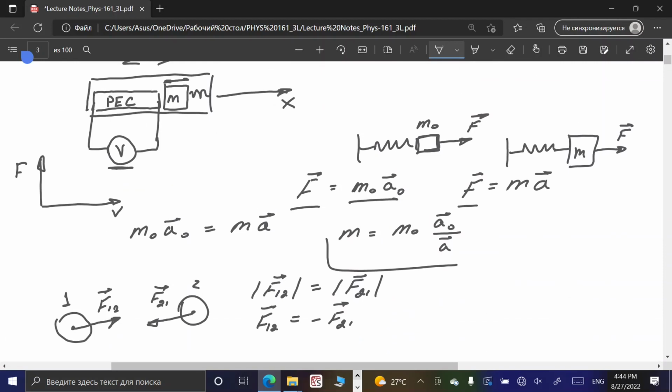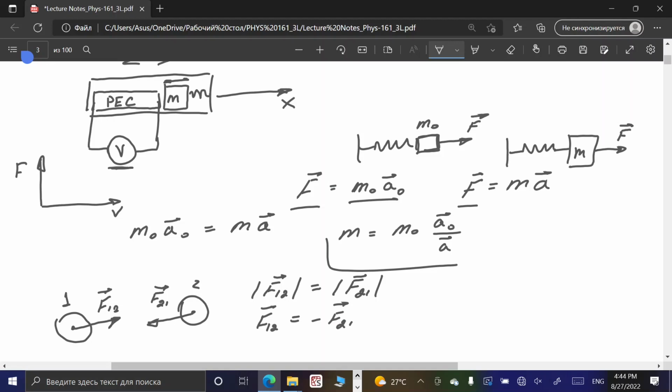So we introduced the concepts of the three laws of motion. The first law of motion tells us that in an inertial system of coordinates, free or quasi-free objects are stationary or move with constant velocity along a straight line. There's no other option.